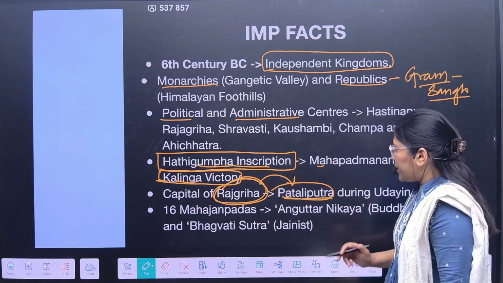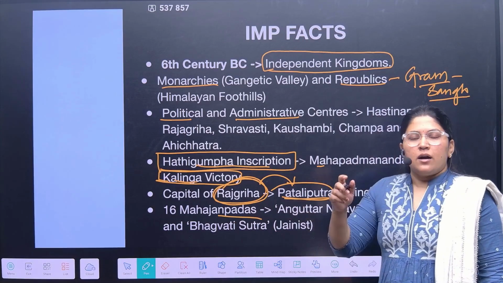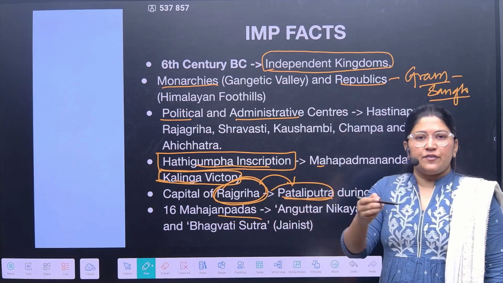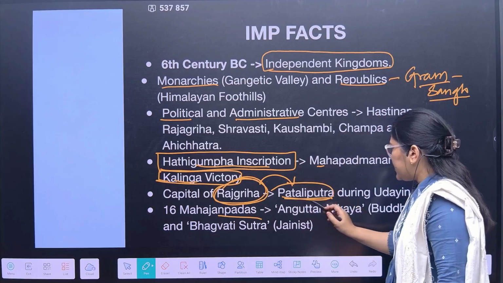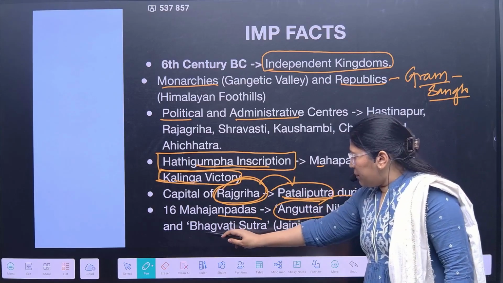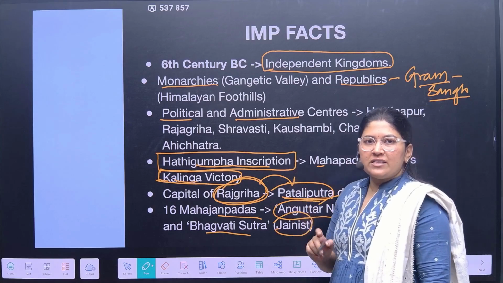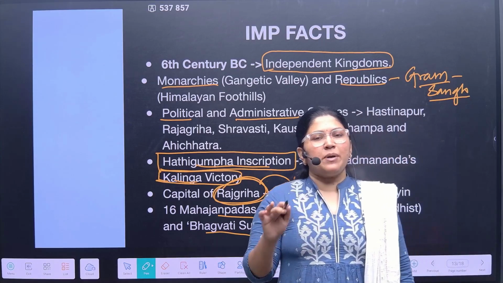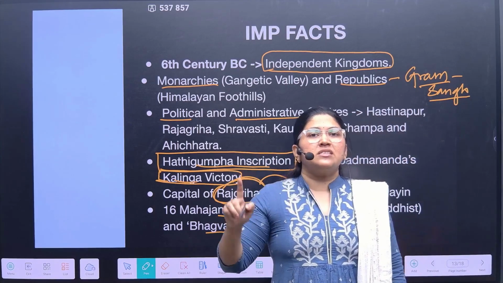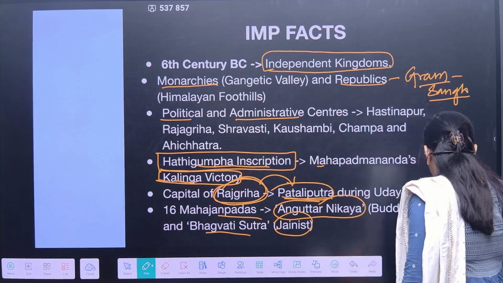Now after this, the 16 Mahajanapadas are also derived in the literature known as Anguttara Nikaya of the Buddhist text and the Bhagavati Sutra of the Jain text. So all of the evidence we get from Jainism and Buddhism. Why? Because this is the contemporary period of the Mahajanapadas.